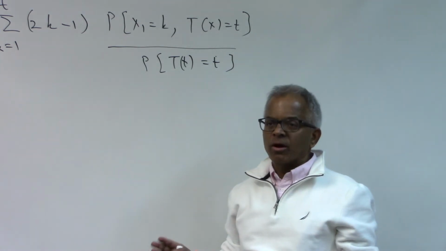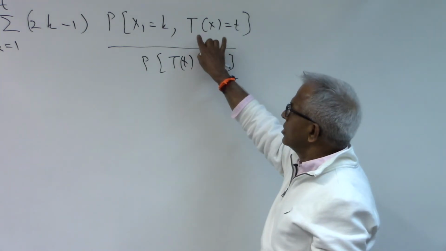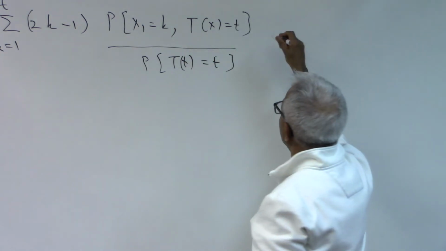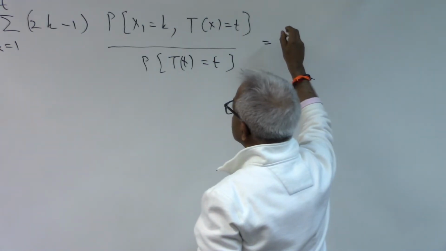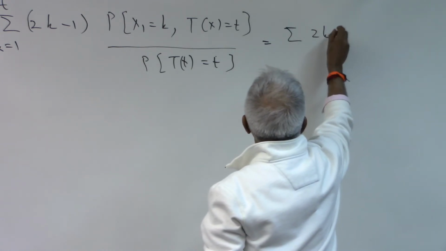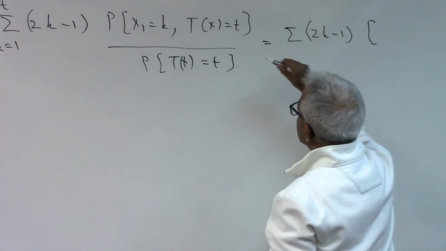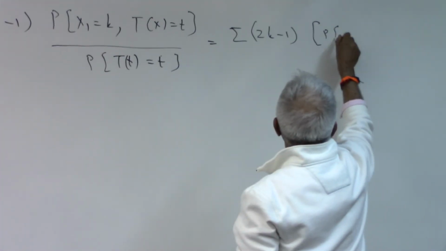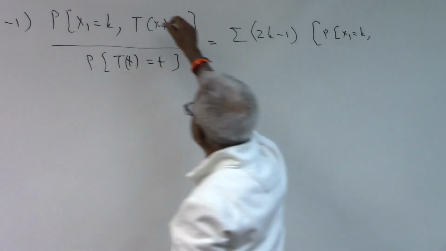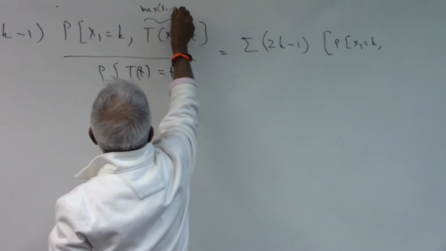We did something very close. So anyway, the way to do this would be, let me just tell you the steps involved. Of course, you can write this as sigma (2k minus 1) multiplied by the probability of x1 equal to k. Then remember, T is the maximum of x1, etc.